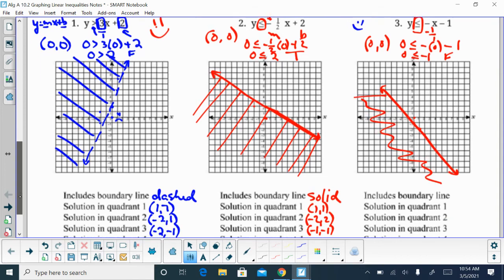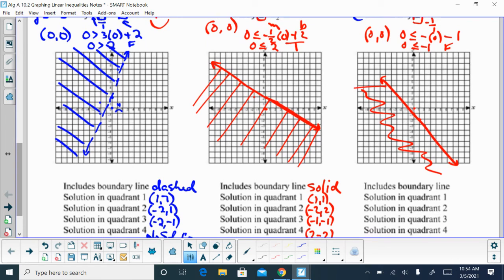Now let's answer a few questions. The boundary line is solid. Are there any solutions in quadrant 1? Nope. So no solution. Quadrant 2, about half of them or so. Something like, but over here, -7, 1.